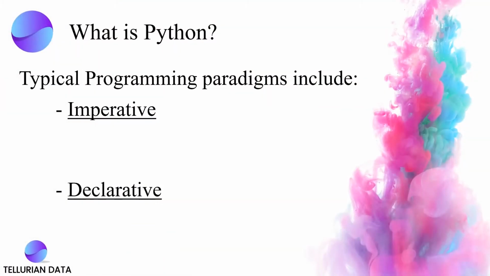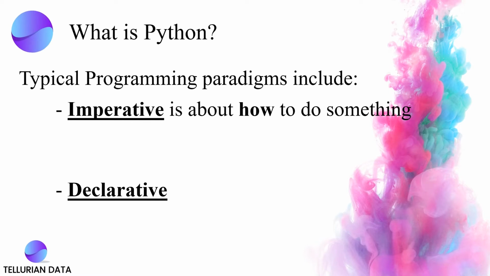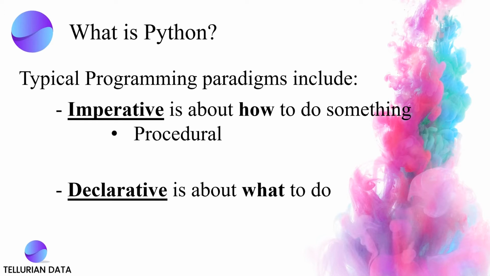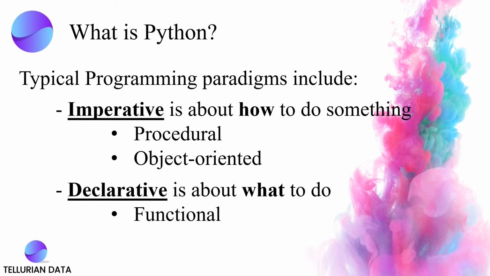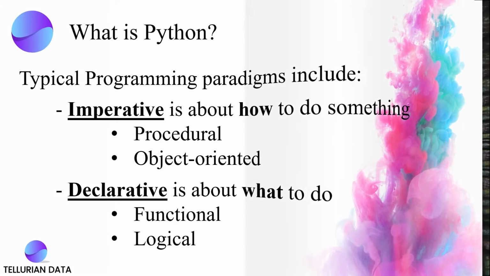So, two major types of programming paradigms are imperative and declarative. Simply speaking, imperative is about how to do something, and declarative is about what to do. The imperative paradigm splits up into procedural and object-oriented programming paradigms, and declarative divides into functional and logical programming paradigms.